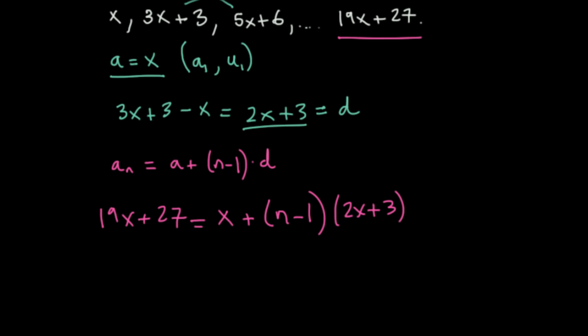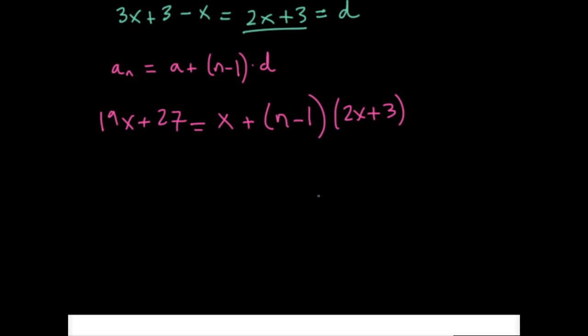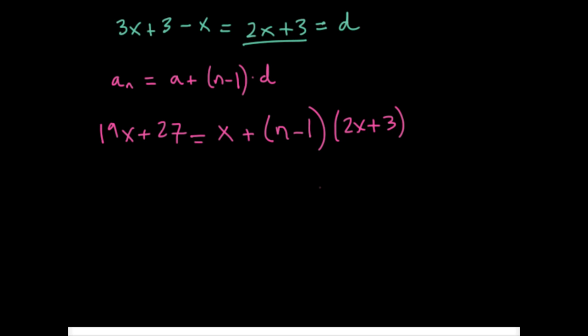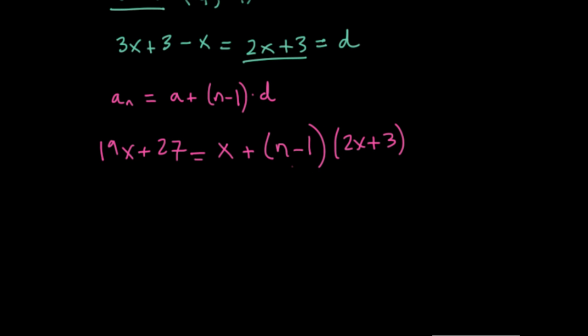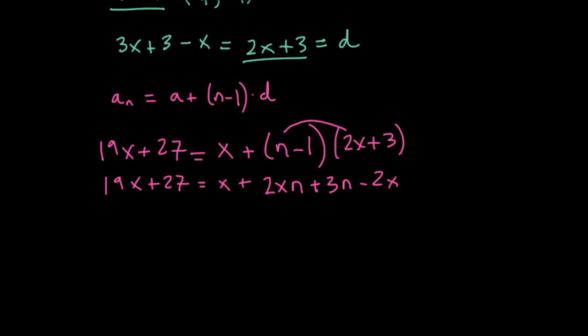We need to do some maths now, and it's a little bit fiddly, but the more you do these kinds of questions, the more you'll see that they're a very similar method. You basically have to isolate n on its own, and you're going to have to take out a common factor for that. So let's see, 19x plus 27 equals x plus n times 2x, plus n times 3, minus 1 times 2x, minus 1 times 3.